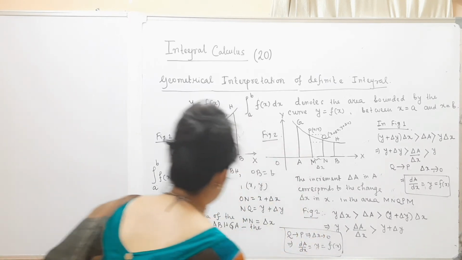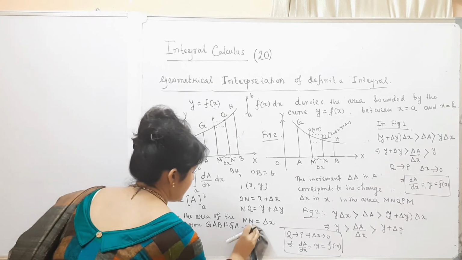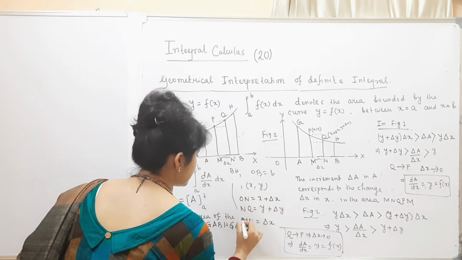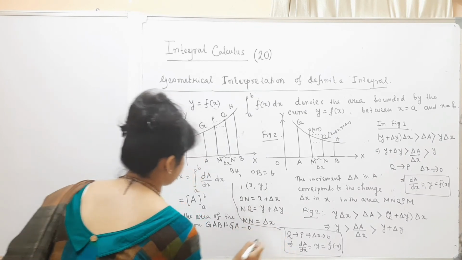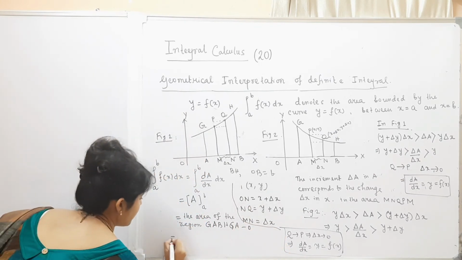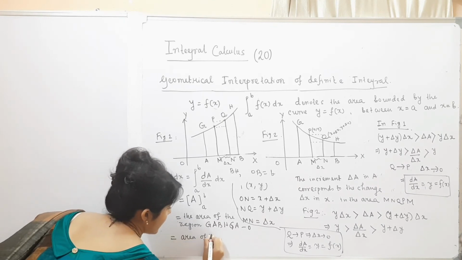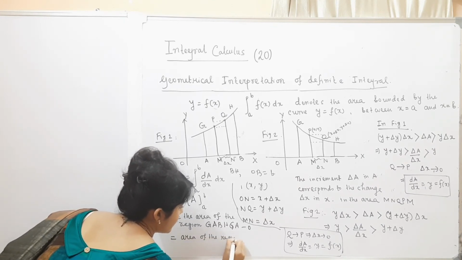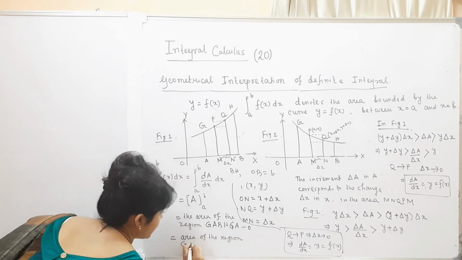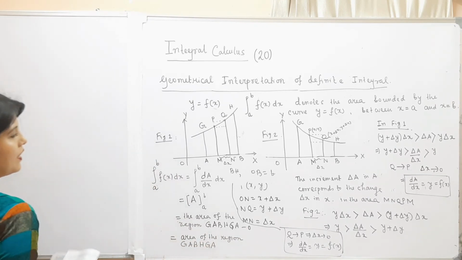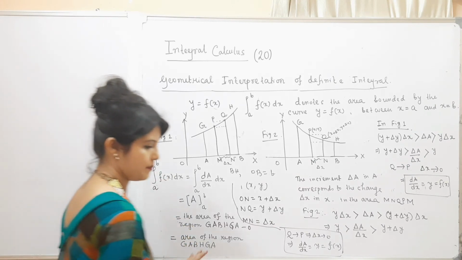So the area at the point A is actually 0, because at the point A the region is 0. Therefore this shows that the area of the region GABHG. Here I have written all the proof.